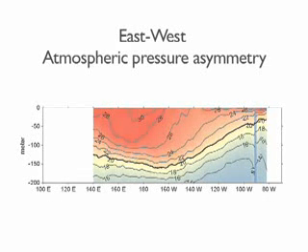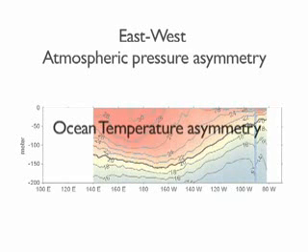Wind created by the east-west atmospheric pressure asymmetry reinforces the east-west ocean temperature asymmetry. In this way, these two are interrelated and influence each other.